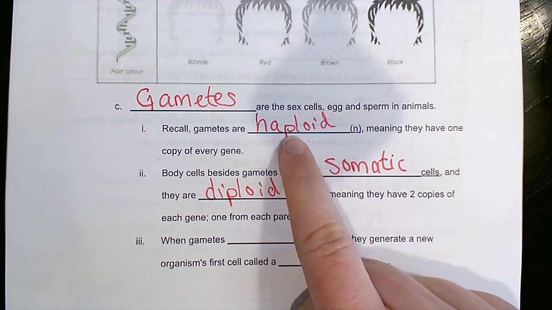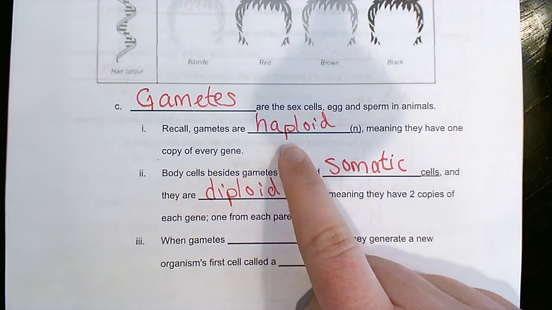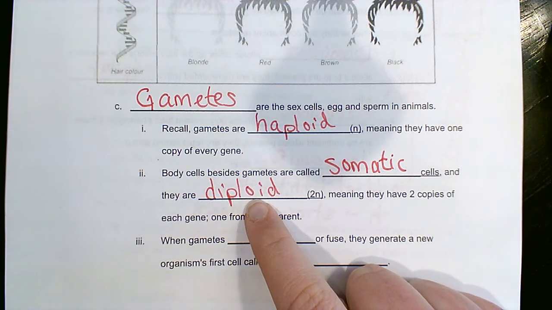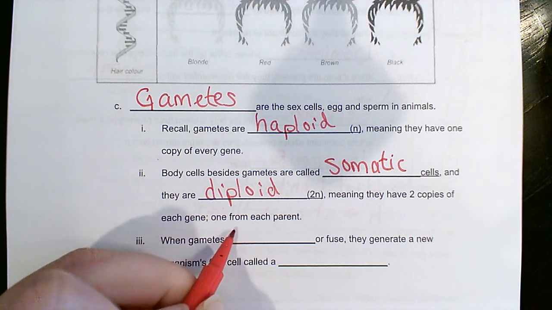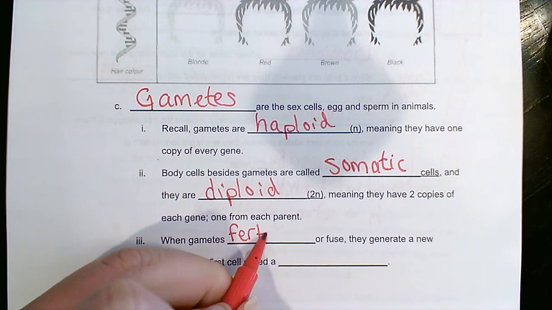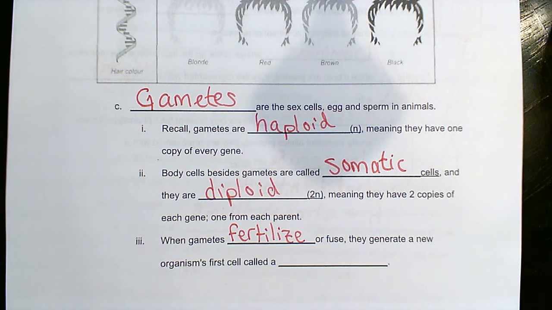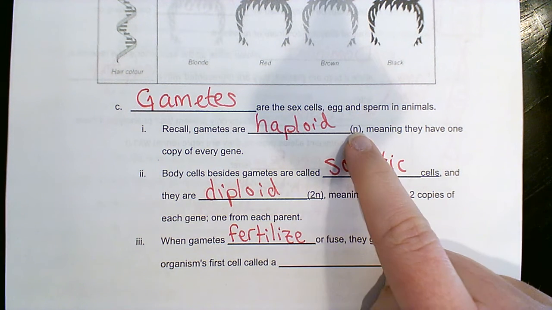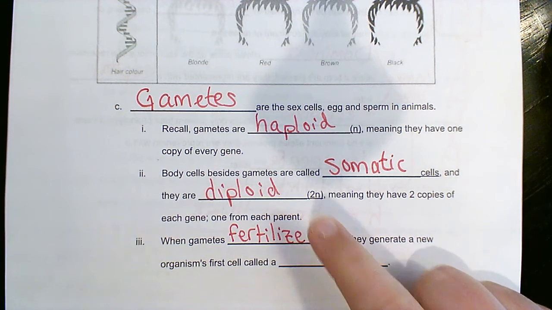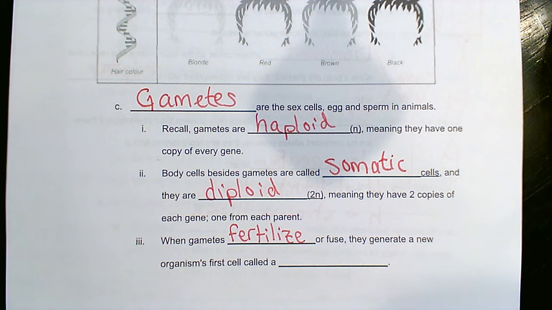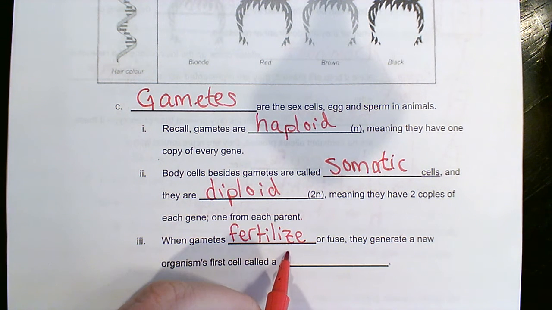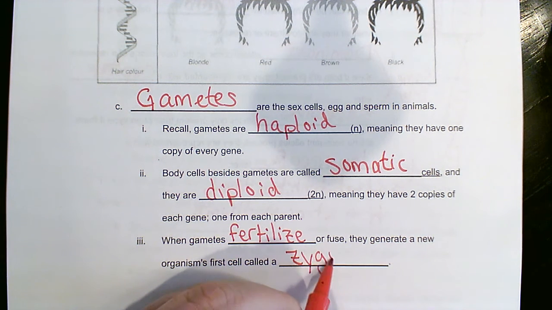And so how do we get from haploid gametes to diploid, basically your entire body, except the gametes that you make when you hit puberty? Well, the gametes come together, they fertilize. And so we have a haploid egg and a haploid sperm, and they come together. N plus N would be 2N. So they generate an organism's first cell, which again, remember, is the zygote.